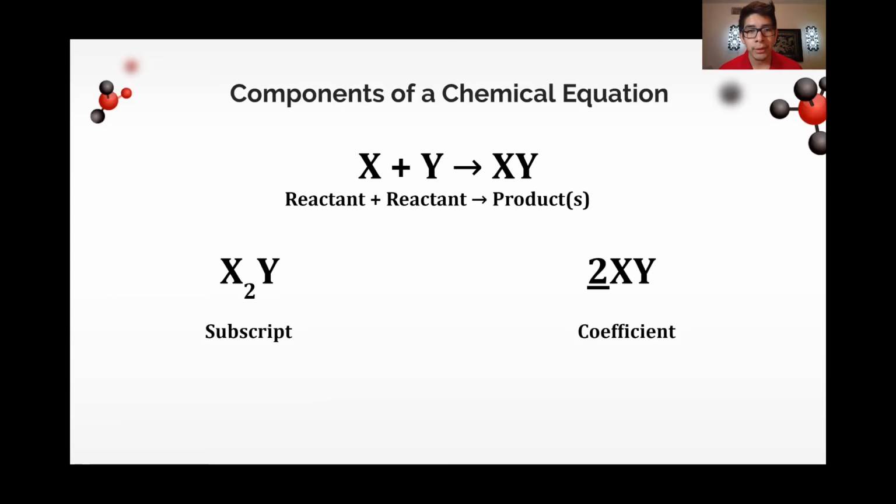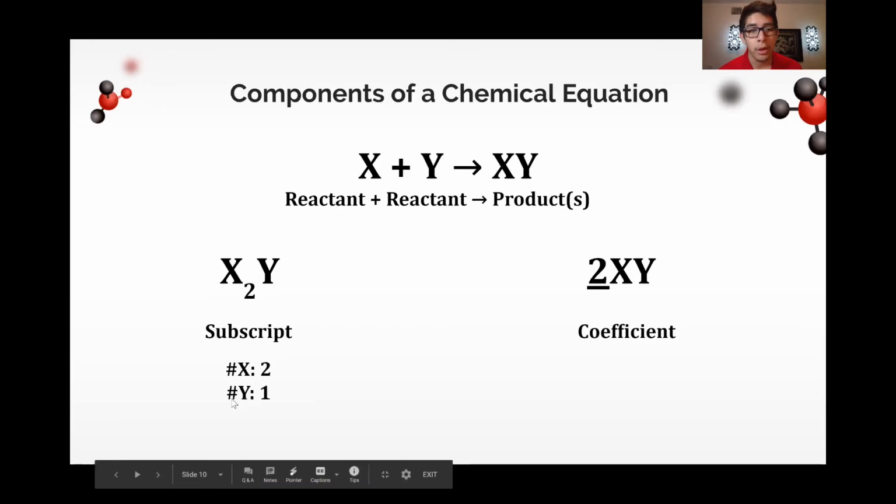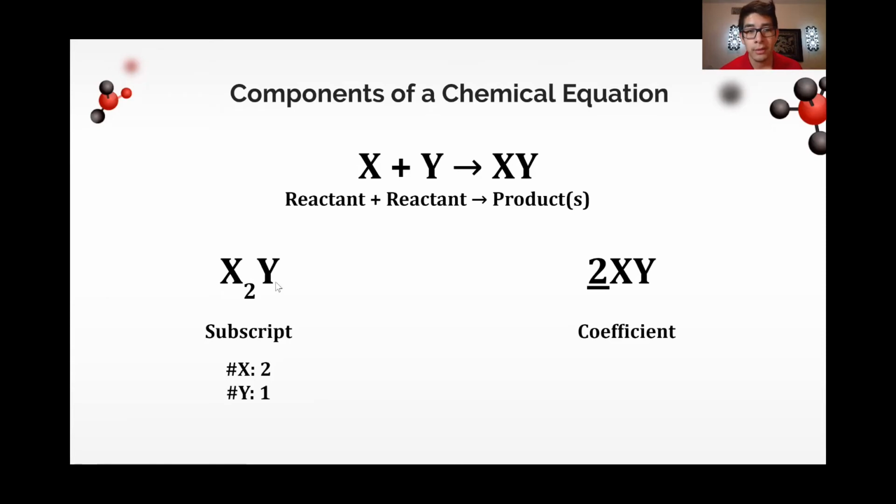So if we were to count the number of elements on each side, you'll see that you have two X's on your subscript side and only one Y in this case. You can also pretend there is an invisible 1 right here for your subscript, so you would have X2, Y1. We usually leave that off because it's assumed that if there's no subscript, you only have one of that type. Next up, if we're looking at coefficients, this time you have two X's and two Y's, because as we said before, the coefficient applies to everything that follows it.